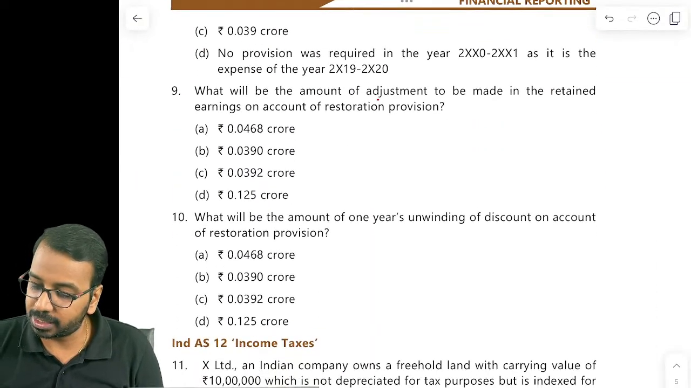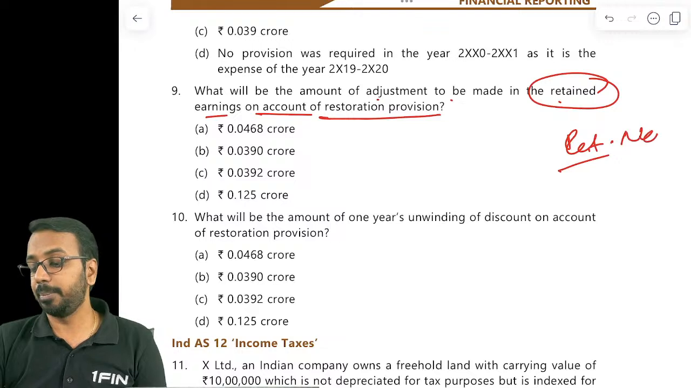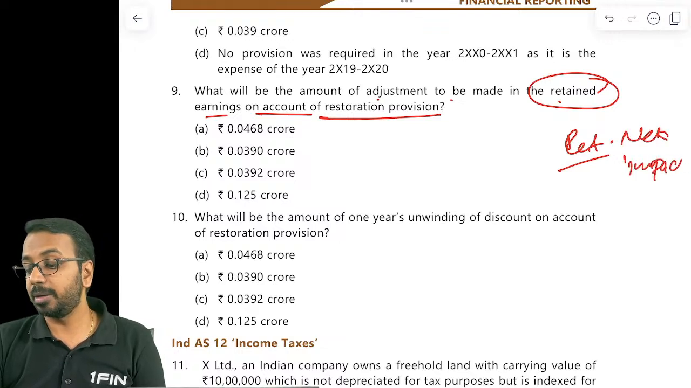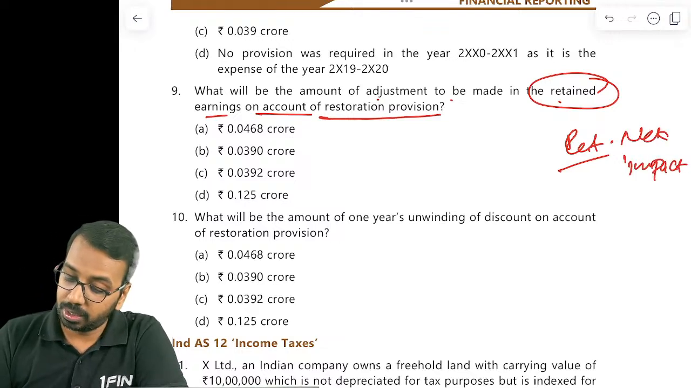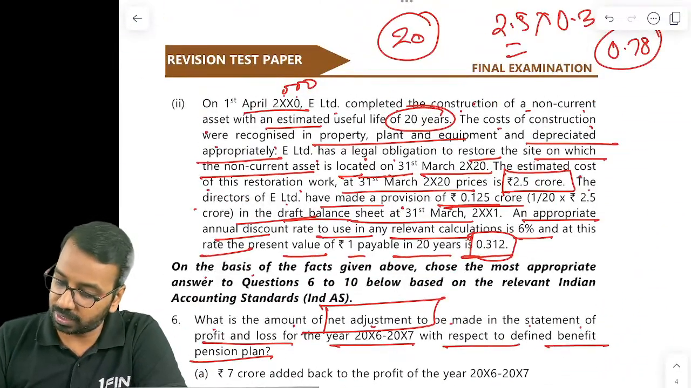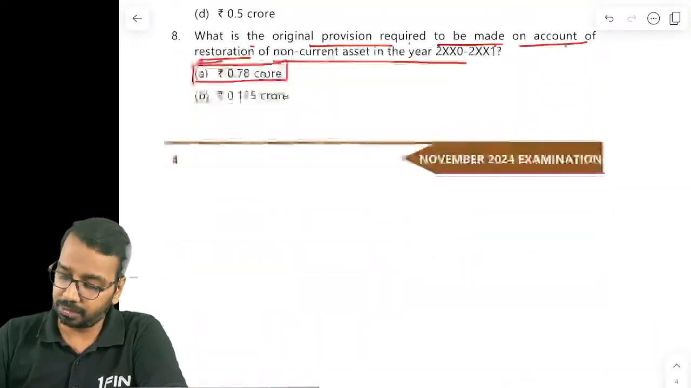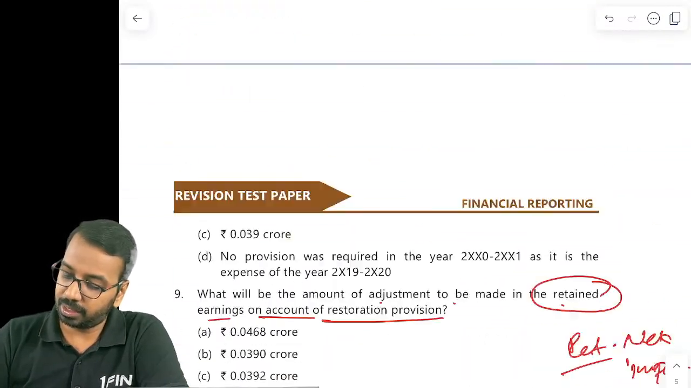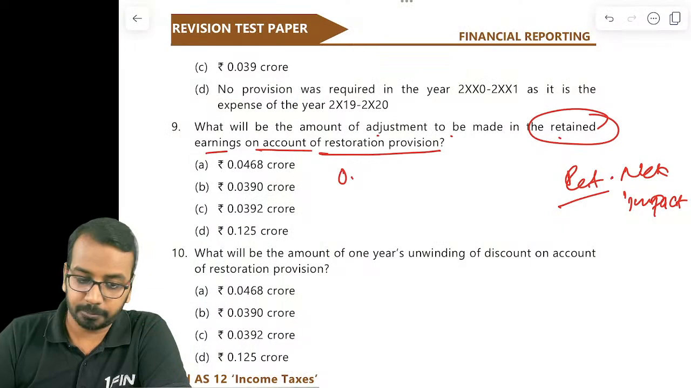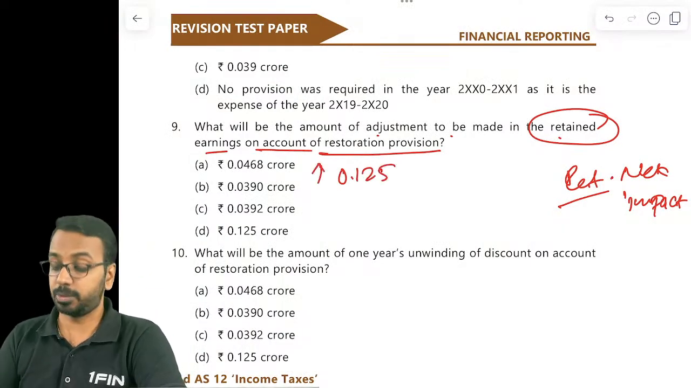Then what will be the amount of adjustment to be made in the retained earnings on account of restoration provision? Now, when we say retained earnings, it is the net impact. See, first you have to reverse that 0.125 whatever has been charged. Here they have charged 0.125 crores, so we will reverse that. It will increase my retained earnings by 0.125.